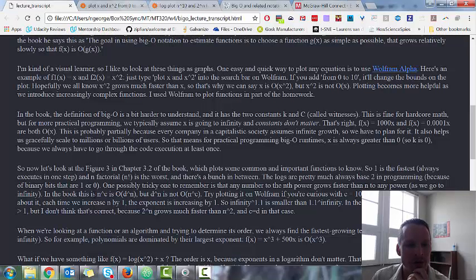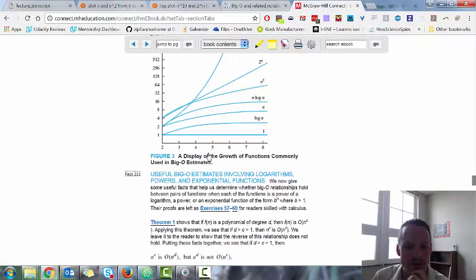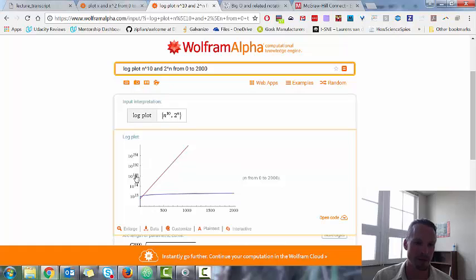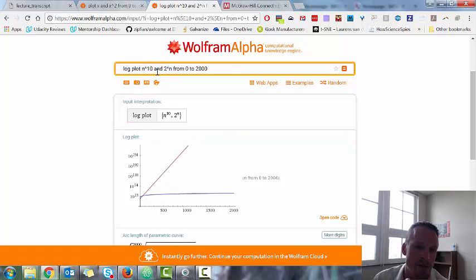There is another rule in the book, and it's right below this figure. N to the d is order b to the n, but b to the n is not order n to the d. Here's a plot of one of those examples: n to the 10th and 2 to the n. N to the 10th is this blue line, 2 to the n is the purple line. You can see that above a certain minimum value, 2 to the n is much larger than n to the 10th. So n to the 10th could be considered order 2 to the n. Anything raised to the n power or the x power is always greater than n raised to any power.